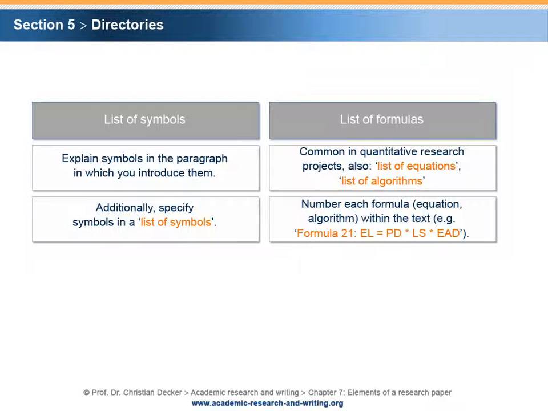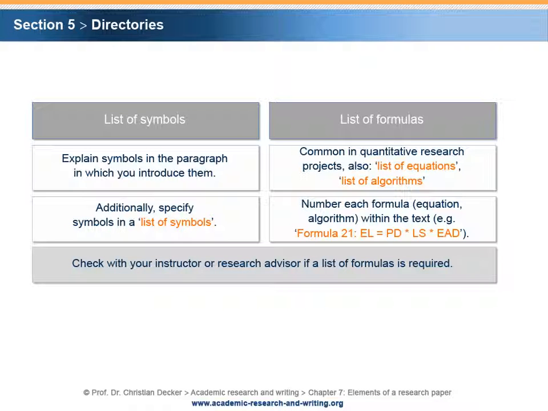One should number each formula within the text. For example, formula 21, EL is equal to PD times LS times EAD. Generally, it is advisable to check with the instructor or research advisor whether a separate list of formulas is required or desired.